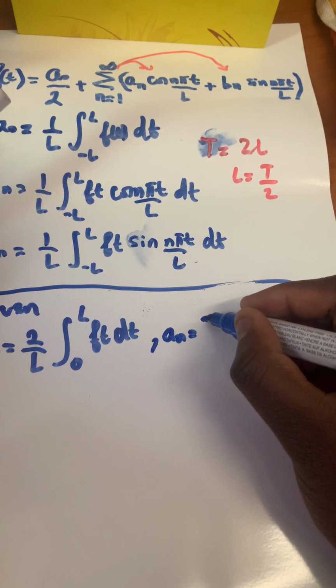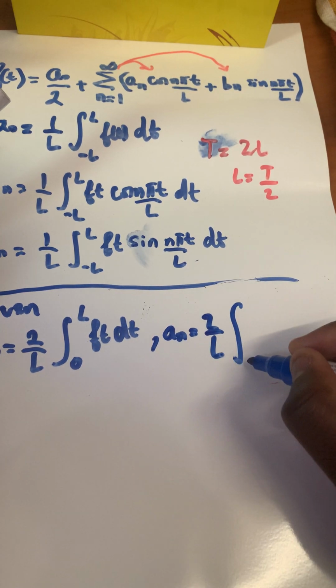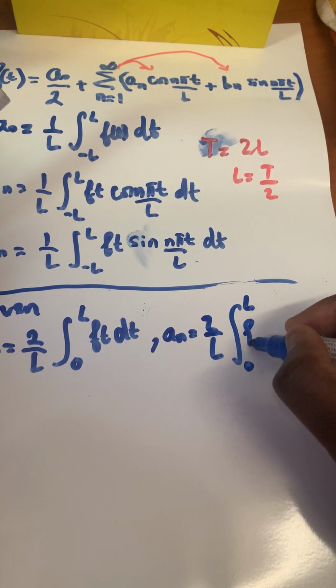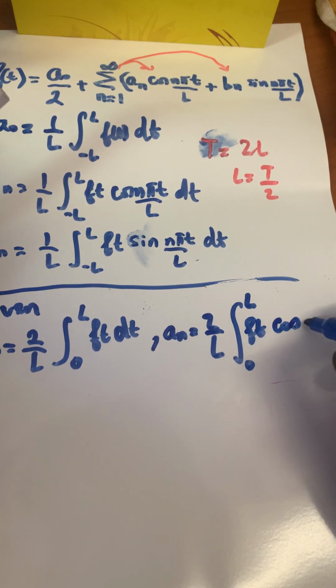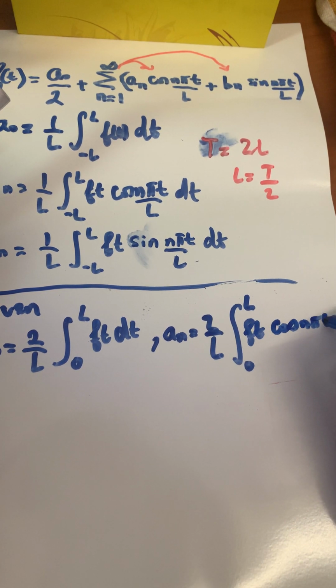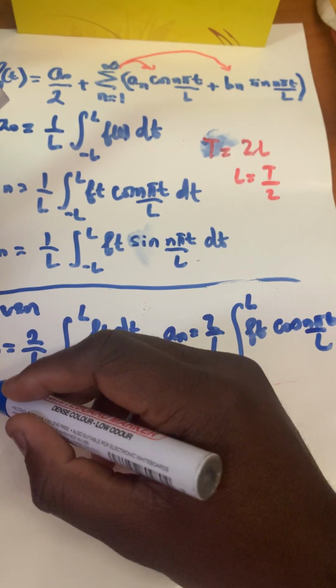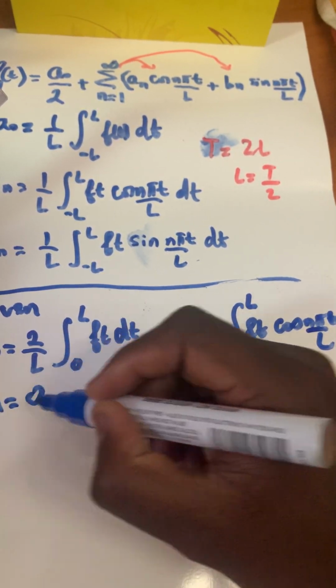And then your an is going to be 2 divided by L integral from 0 to L of f of t again, but here we say a goes with cos. It's going to be cos of n pi t over L dt, and then here bn is equal to 0.